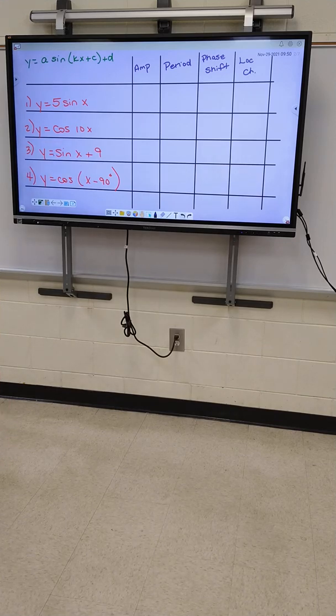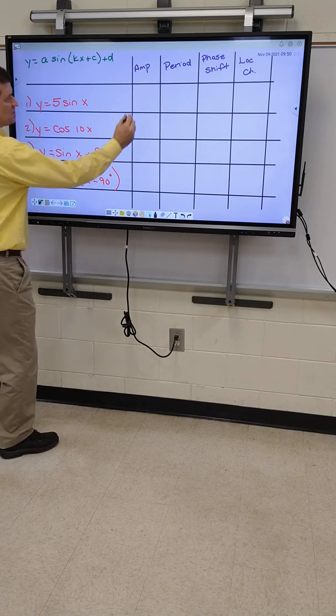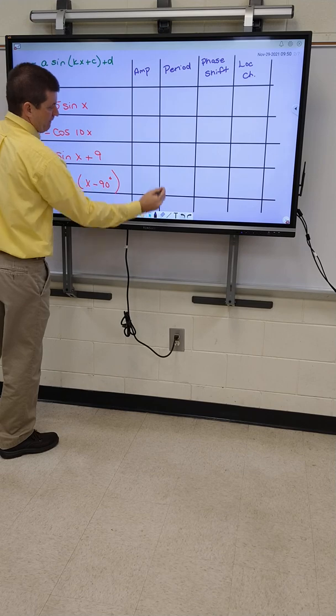All right, so when the formula says that the answer for amplitude is absolute value of A, look up at your formula up here, and where can you find the A? A is the number in front of sine. Okay, so what's my answer on number 1 for amplitude? It's just 5. It's that easy.